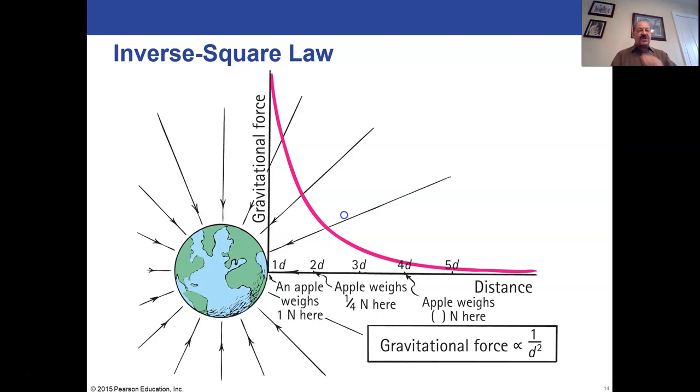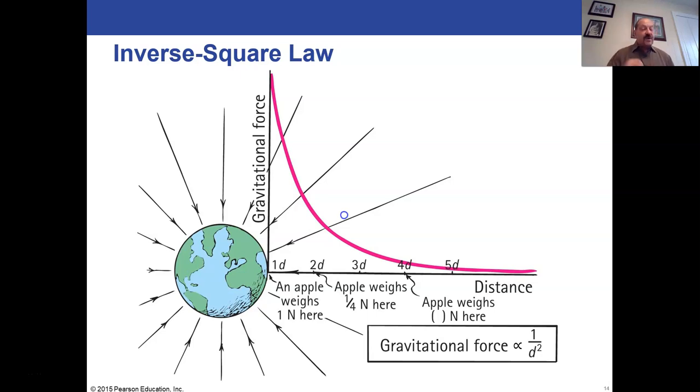If it was related to just the distance, we would see it go down as a line. But because it's with the distance squared, we see it go down very steeply. And by the time you're at 3 distances from the center of the Earth, 3 radiuses from the center of the Earth, 3 radii, if you say it as the Latins do, you're down to an even lower force.